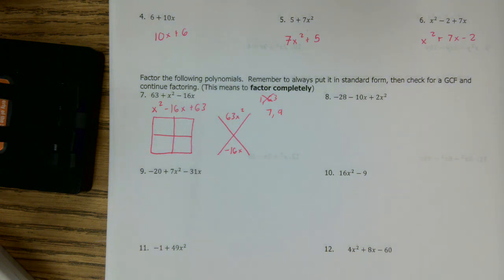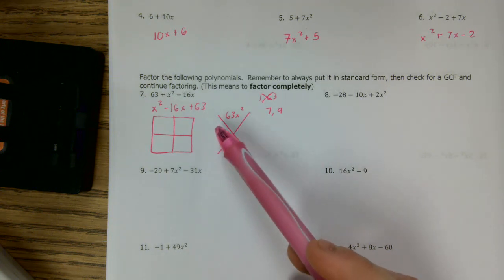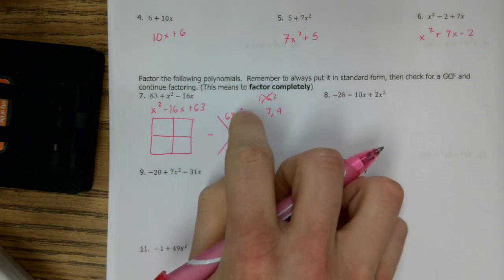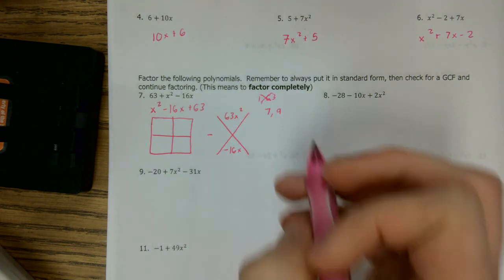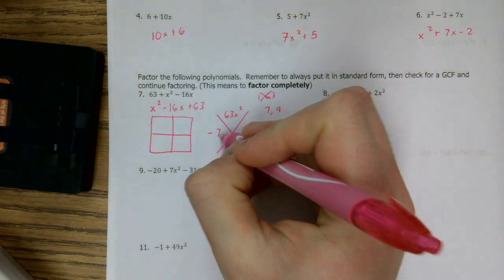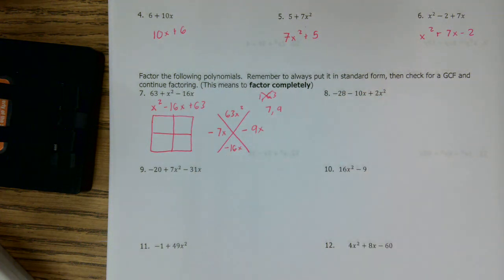So in this case, if I look here, I'm adding to a negative, so one of my answers has to at least be negative. But if you also notice, we were multiplying to a positive, so the other one has to be negative as well. So in this case, my factors are both going to be negative: negative 7x and negative 9x. Those are the values that multiply to 63 and add up to a negative 16.